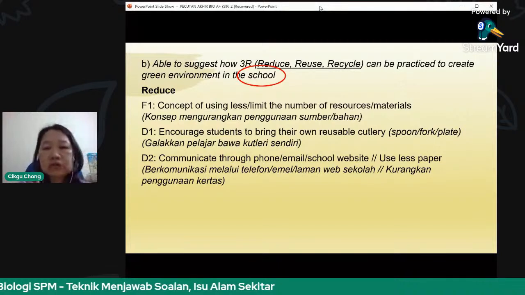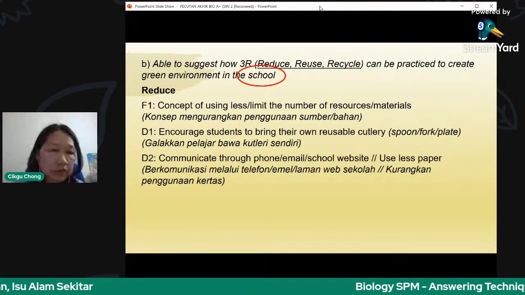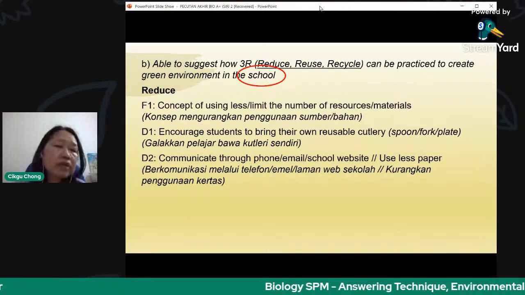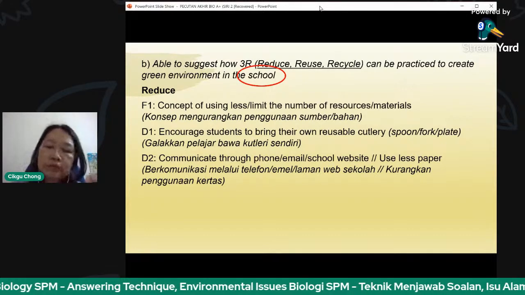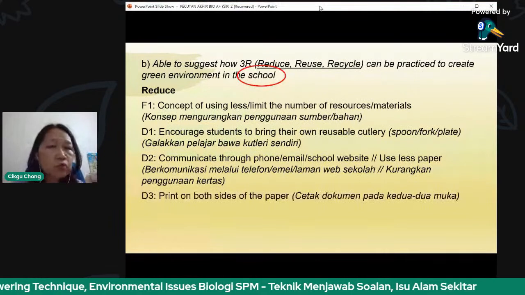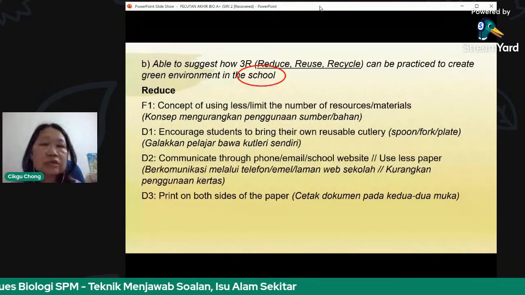Email. Use the paperless. We're trying to go for paperless society. Okay, use less paper. Print on both sides of the paper. If your paper you print wrongly, don't throw it away. You can use it as a rough paper, then you print on the other side. Or you also print whatever material you want, you print both sides. Don't go and print the single side.